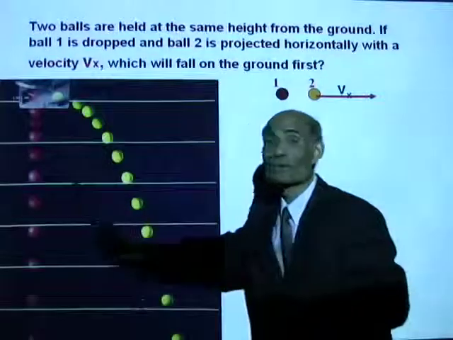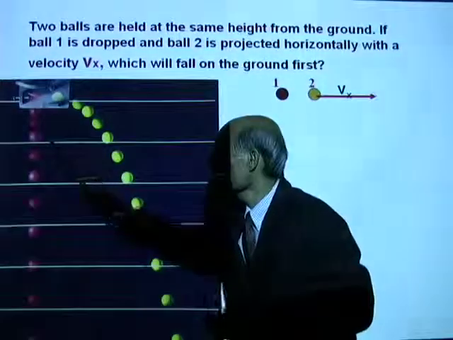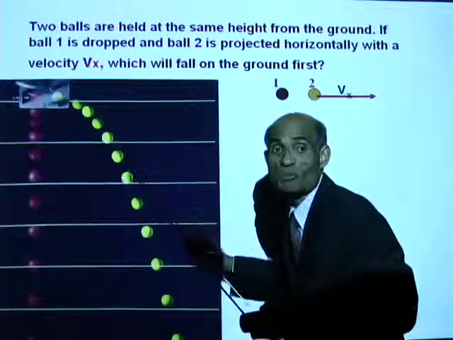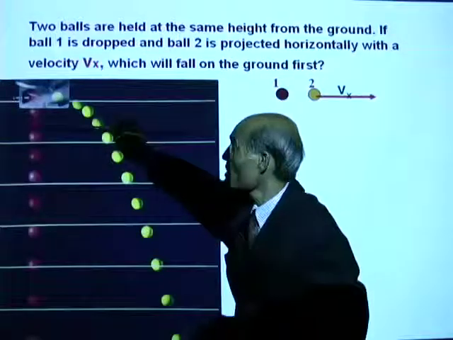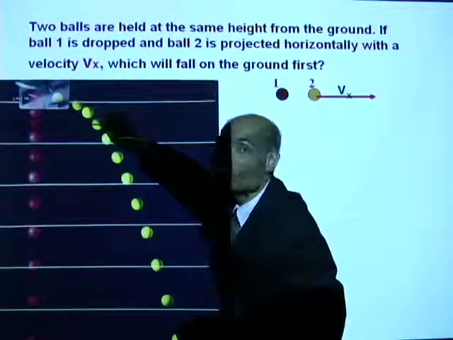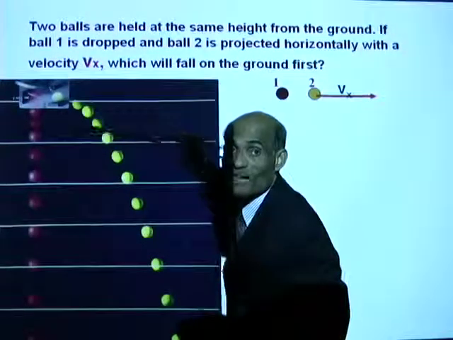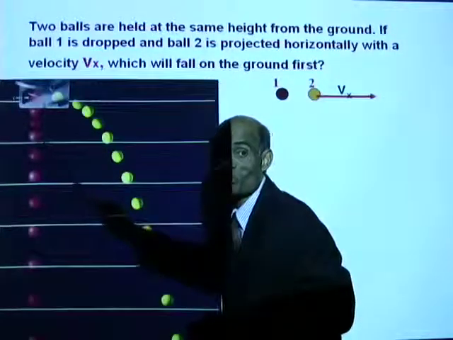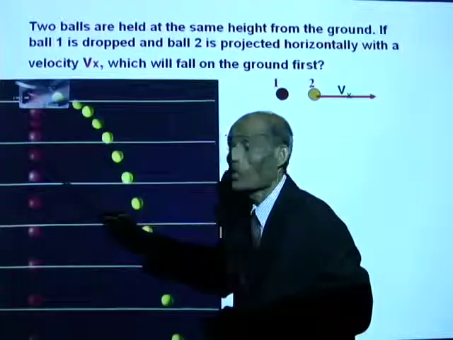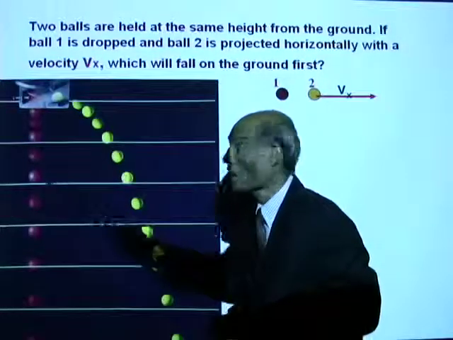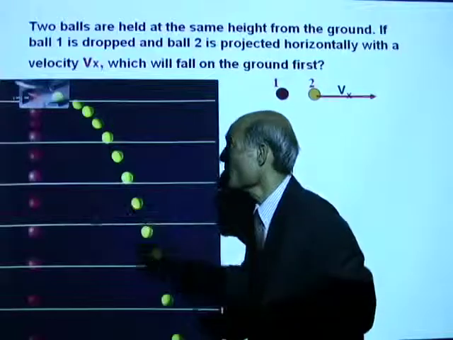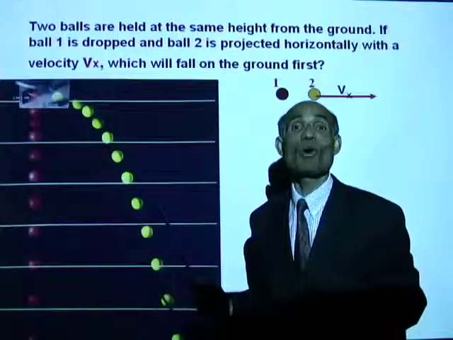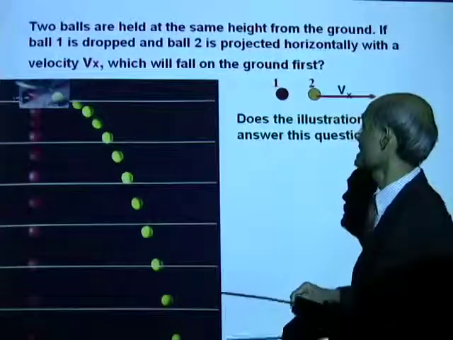Is that right? Look at this. The vertical motion of the dropped ball and the vertical motion of the projected ball are exactly the same. After 1 second, you can see the red ball and the yellow ball. After another second, look at the vertical positions of the red ball and the yellow ball. The vertical fall of the red ball and the yellow ball are exactly the same. That means they will fall to the ground at the same time.